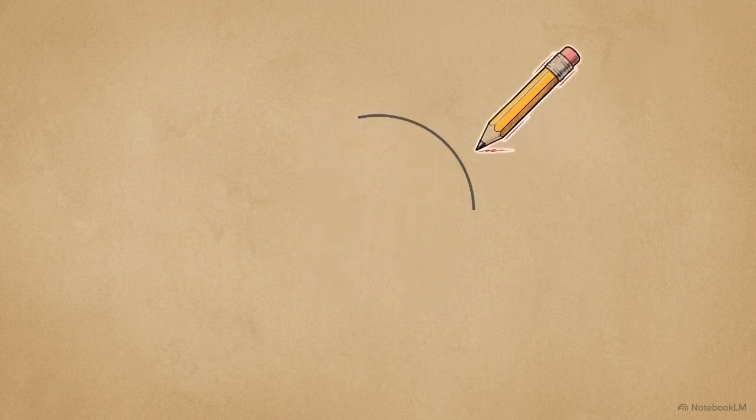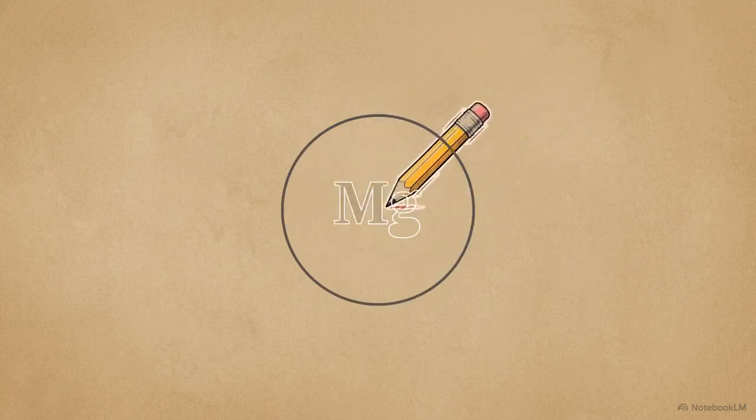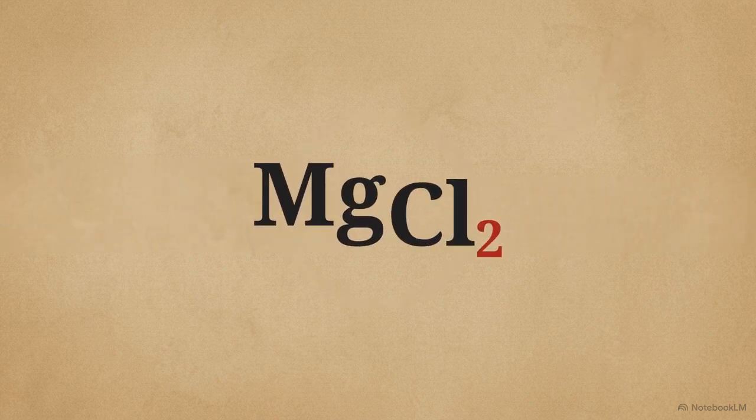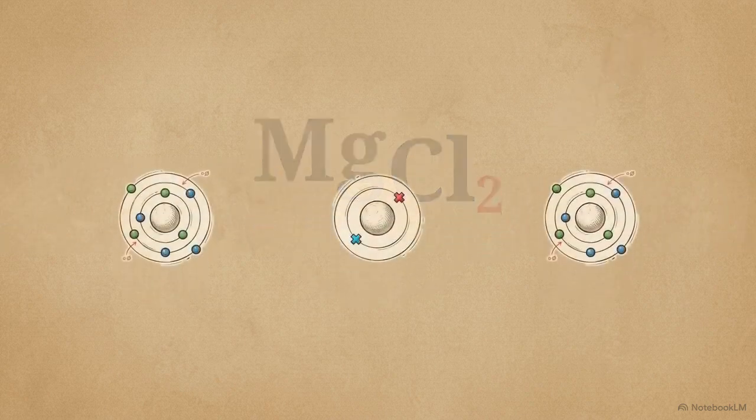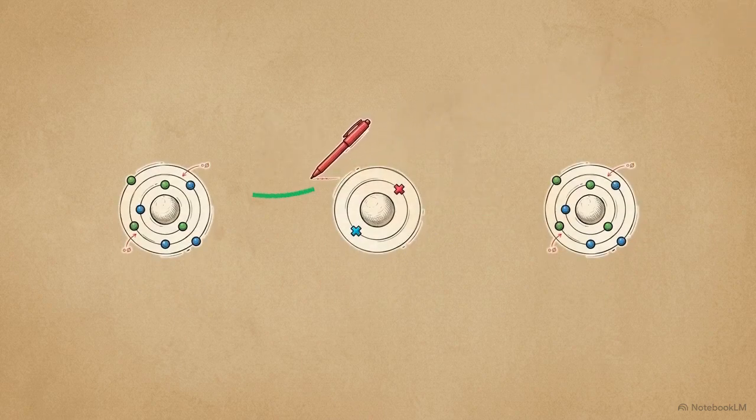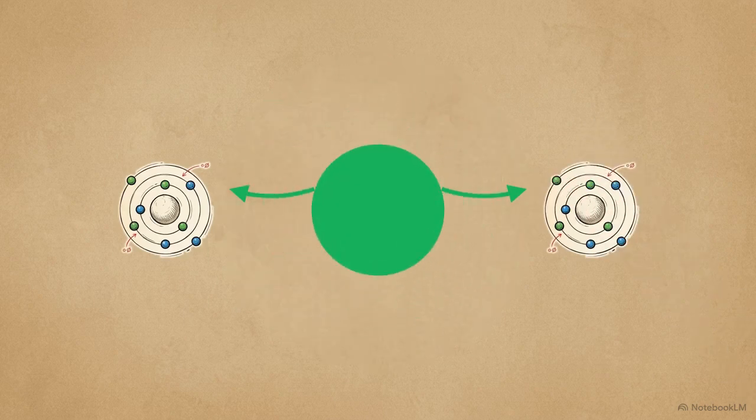Pause the video right now and sketch the final outer shells of all 3 of these atoms on a piece of paper based on this transfer. Deducing this atomic ratio mechanically is how you build the chemical formula MgCl2. Relying on memorization often fails under exam pressure, but mapping the electron transfer directly always leads to the right ratio.